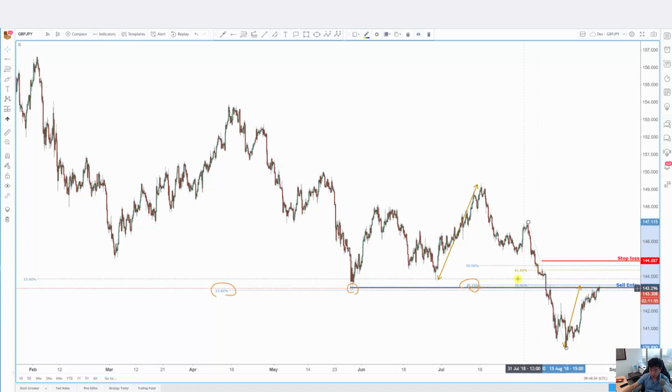Okay, we notice this is a 50% and a 61.8 retracement too. So it's nice to put our stop loss above the 61 and above the 50%. So maybe somewhere here. The move down that we're expecting can be all the way down to here. This would be where my take profit is. I'm going to play a nice move all the way down to here.